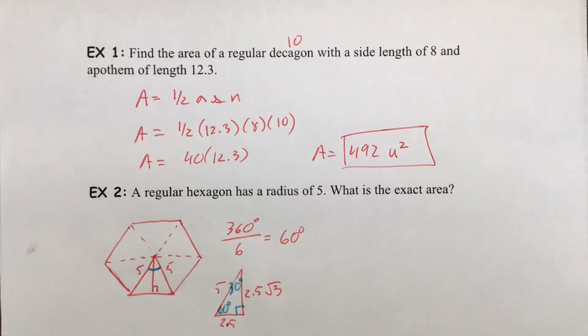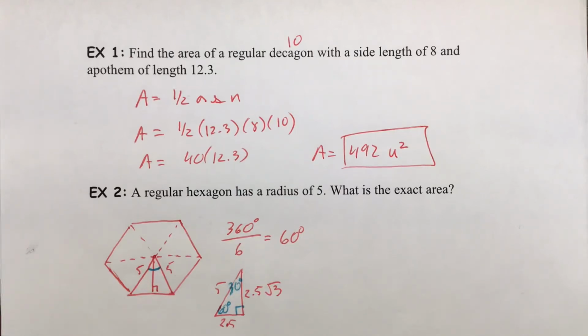Okay, so how does that apply to our actual figure? This is the apothem, and this is actually half of the side length. So the side length is going to be a 5. And in fact, what we have here are actually equilateral triangles. They're not just isosceles, but in a hexagon, they're going to be equilateral.